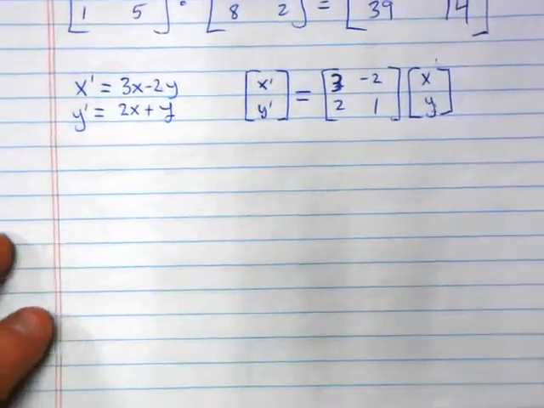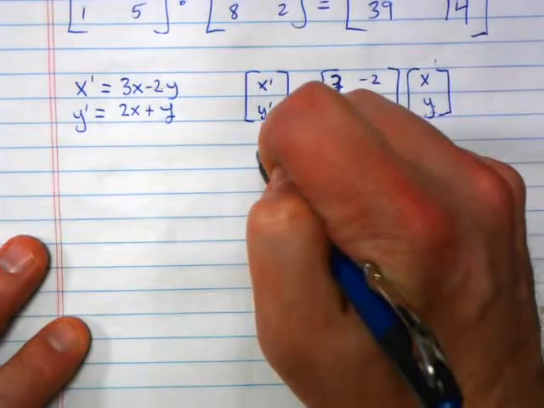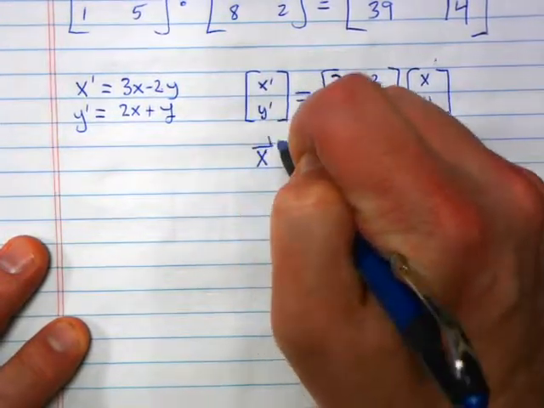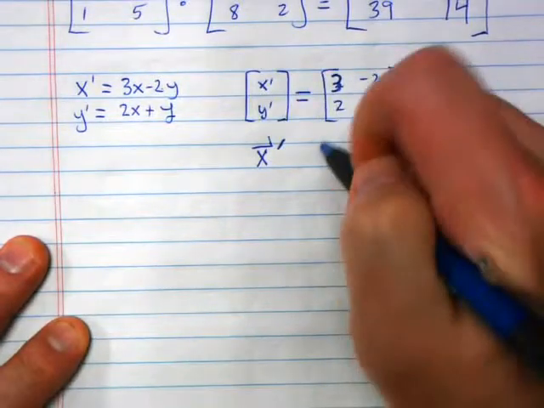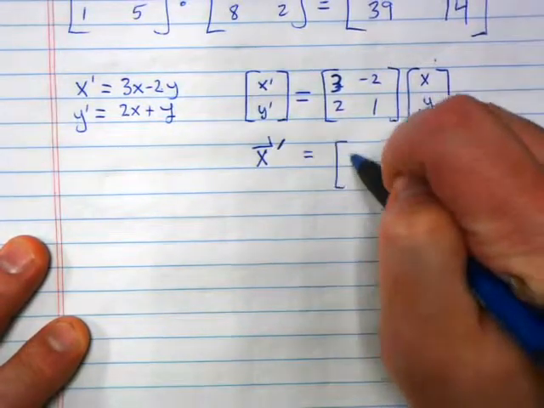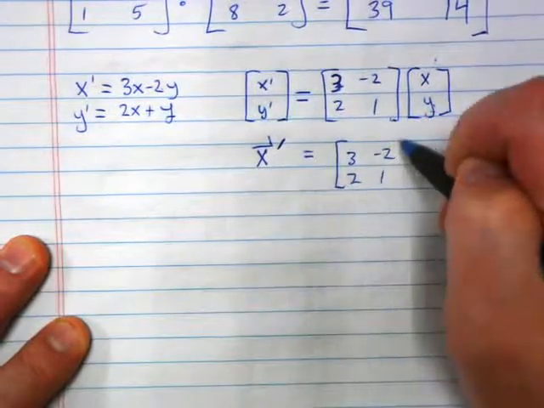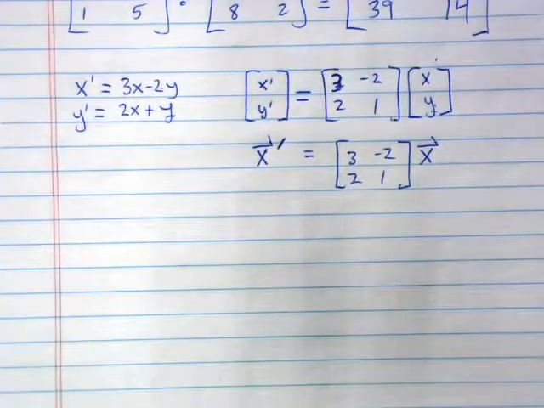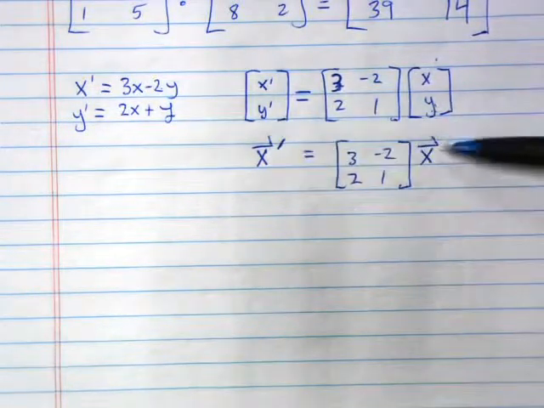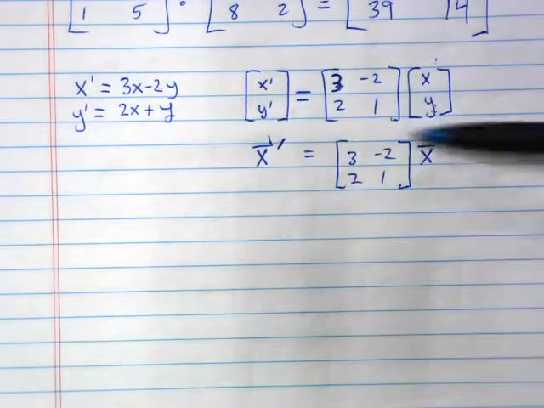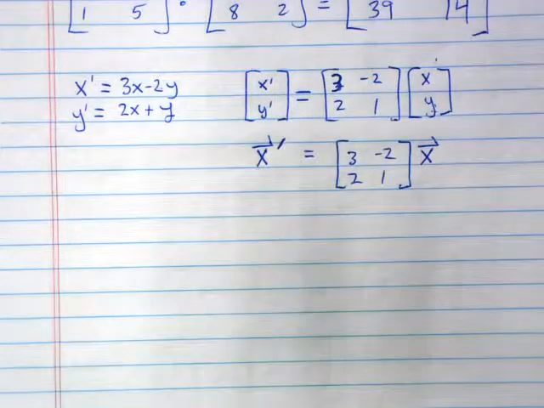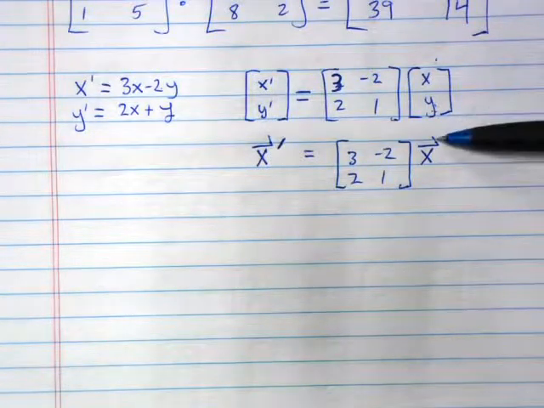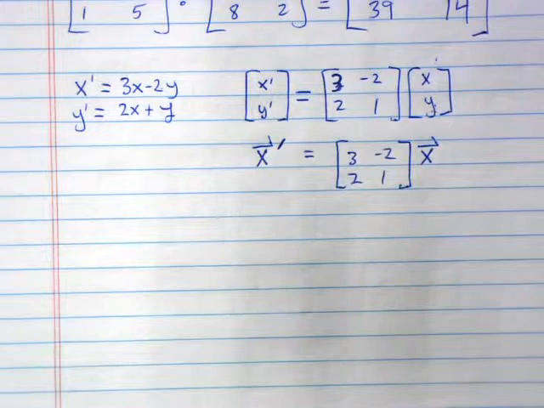All right, now more specifically, this is usually written as the vector x prime equals 3, negative 2, 2, 1 times the vector x. In the book, instead of writing a little arrow on top of the x's, they tend to put their vectors in bold font. It's hard for me to do bold font on a piece of paper, so I use this symbol to represent these are really matrices.